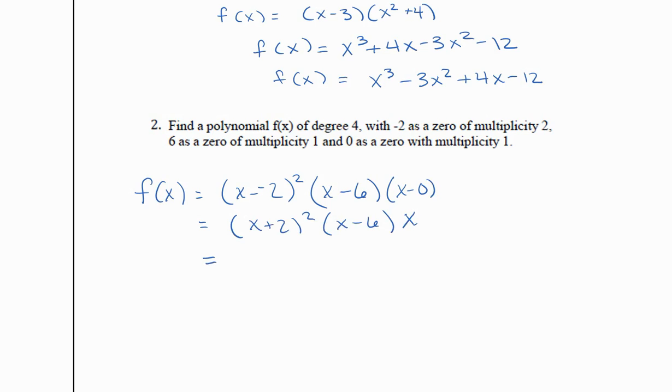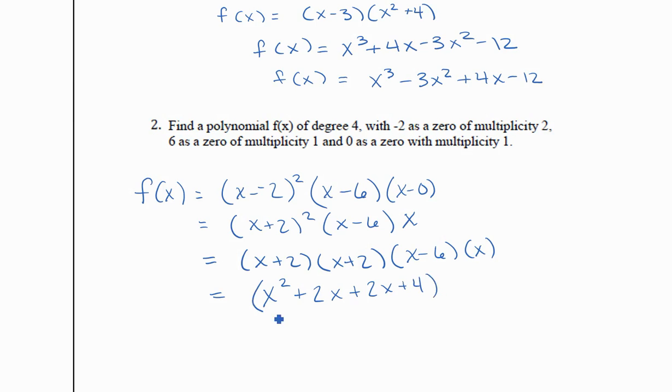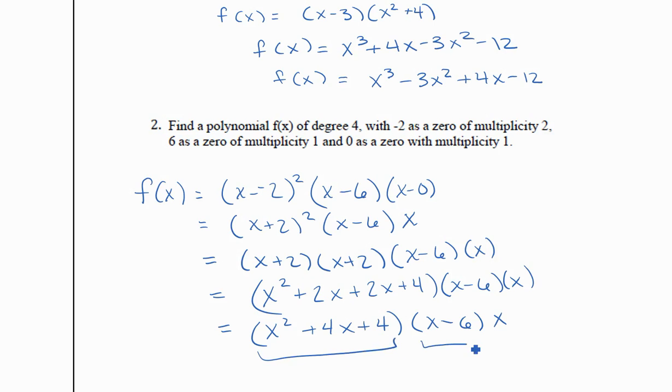Now the x plus 2 squared, we can write as x plus 2 times x plus 2. So if we FOIL that, we're going to get x squared plus 2x plus 2x plus 4. And if we combine like terms, we have x squared plus 4x plus 4. Now we're going to multiply this polynomial by this one.